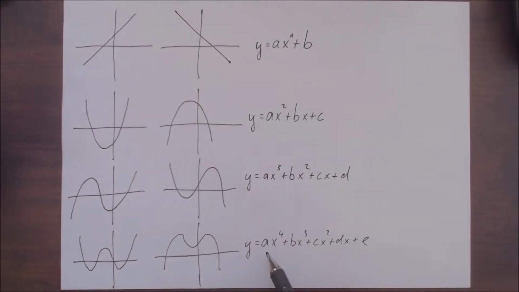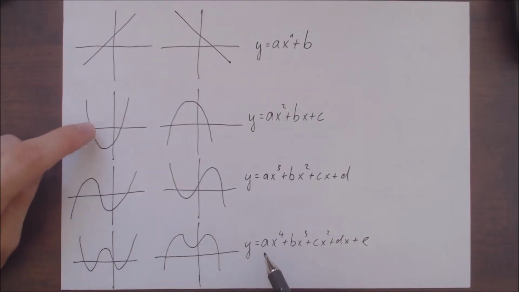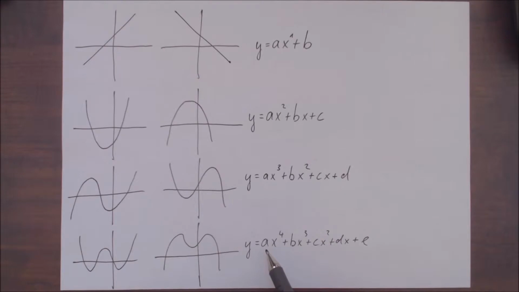Again, it depends on the a. If that is positive, it looks like this, just like with the parabola. And if a is negative, it looks like an m, like this parabola.